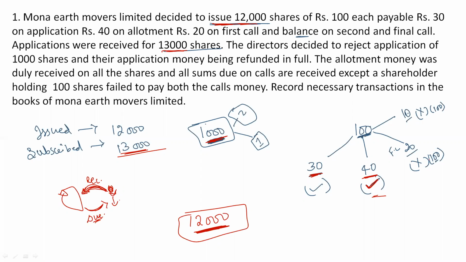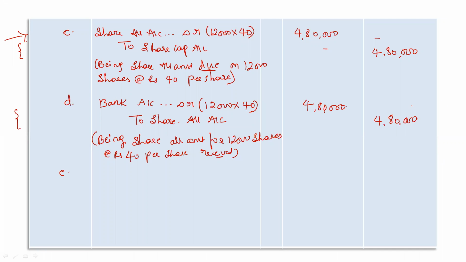Now we have the first call process. The company is asking to pay 20 rupees during the first call. After the allotment is done, after suppose two to three months, the company will make the first call. Now the company requires amount, so the company is asking its shareholders to pay 20 rupees. Again we need to do two entries, due entry and receipt entry. First, the company is asking to pay 20 rupees for the first call, so share first call account will be debited to share capital account.